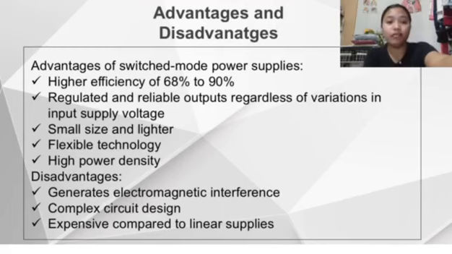Next, the disadvantages naman of the SMPS. It generates electromagnetic interference or some unwanted noise or interference na galing sa circuit or sa outside sources. Next, complex circuit design. So syempre magko-consult ka sa mga expert para makagawa ng circuit design na to. Next, expensive compared to linear supplies. So yung paggawa ng SMPS, syempre mas mahal compared sa LPS or linear power supply. And dito mas higher yung efficiency at frequency na binibigay, so expect na mas mahal yung paggawa nito.